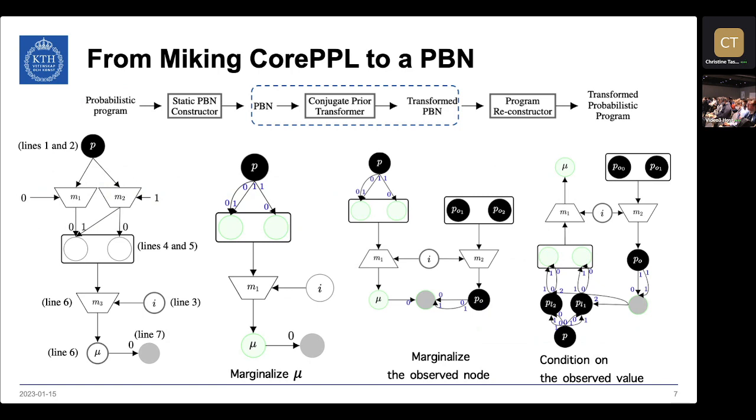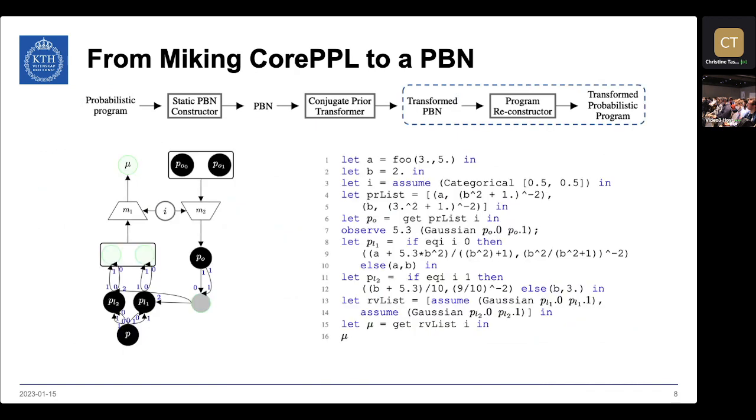I will not go into the details of this transformation, but on the left-hand side, we have the generated PBN, and on the rightmost side, we have the transformed, more efficient form that we get by marginalizing and then conditioning on the observed value. On the final part, we have the optimized graph, and on the right-hand side, we generate the code from this optimized graph, because we have everything that we need to generate this probabilistic program.